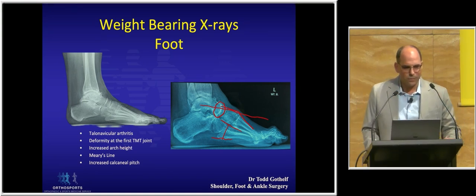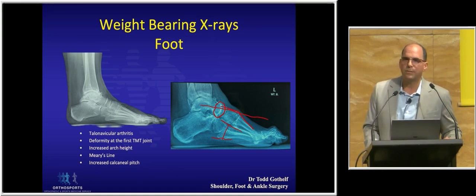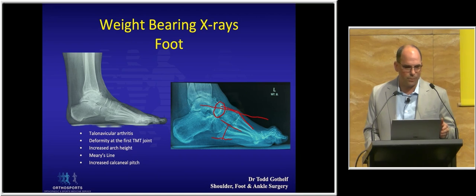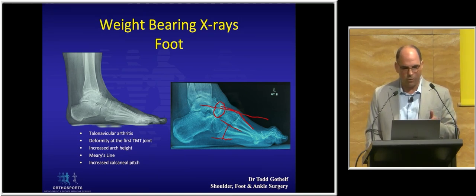So there's also something called Meary's line. So if you make a line along the longitudinal axis of the talus, it should go through the first metatarsal on the lateral view and on the AP view. And we'll show this to you on the left-hand side, but if you look at that line on the right-hand side, it goes through the talus. It's way above the first metatarsal.